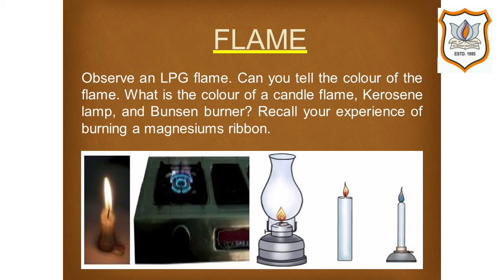What is the color of candle flame? The color of candle flame is yellow. Kerosene lamp, that is also yellow. And Bunsen burner, the color of the Bunsen burner flame is blue. Recall your experience of burning a magnesium ribbon. We find that the magnesium ribbon burns by producing a brilliant white flame.